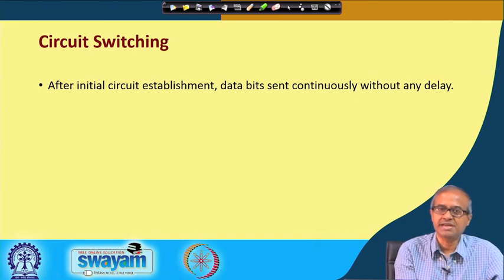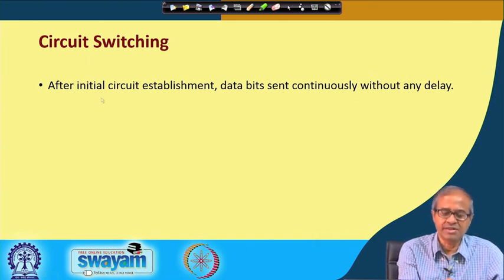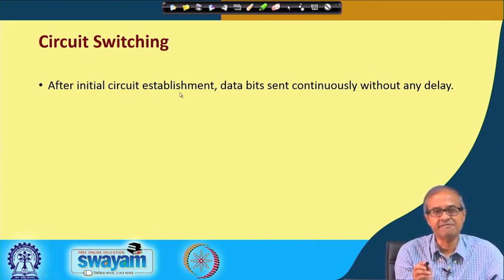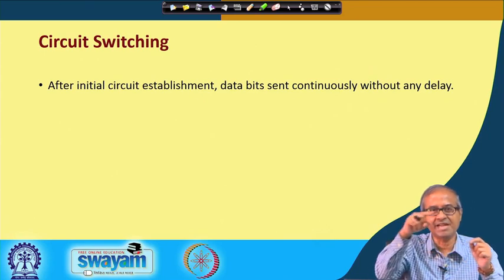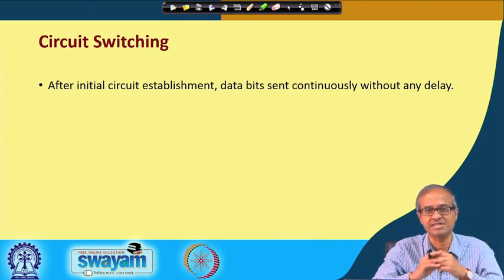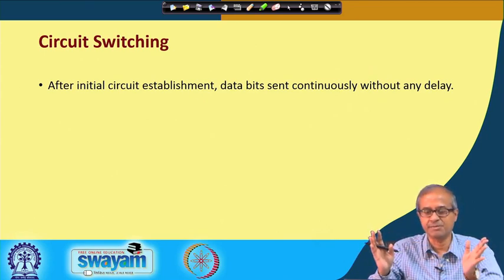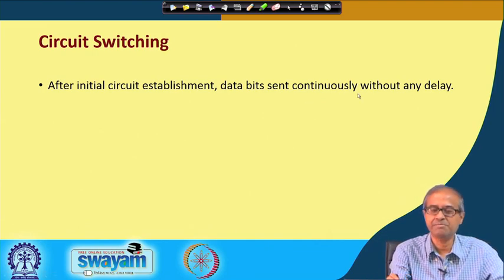Now, talking about circuit switching, here only this initial circuit establishment phase is there, but once this phase is over, this delay is over, you have a dedicated connection from source to destination. Data transmission can proceed at the maximum speed continuously without delay, because you know you have a guaranteed bandwidth, you can send the bits continuously.